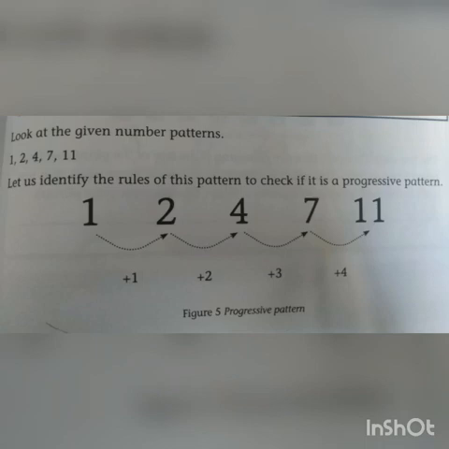Again in the third step it increases by 3. 4 plus 3 makes 7. In the fourth step it increases by 4. 7 plus 4 makes 11. This represents the progressive pattern because it increases in each step. If one step increases, 1 is added. Second step increases, 2 is added. Third step increases, 3 is added. Fourth step increases, 4 is added. So this is called a progressive pattern.